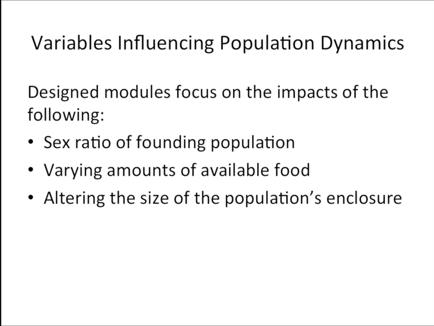There are many different variables that influence a population's dynamics. In this particular project, we focused on 3 of those variables. The first being the sex ratio of the founding population, that being how many initial males and females were there. The second thing we looked at was the amount of food available. How large can a population grow if they have this amount of food versus this amount? The last thing we looked at was how the size of the enclosure, or the space available, influences how quickly the population can grow.